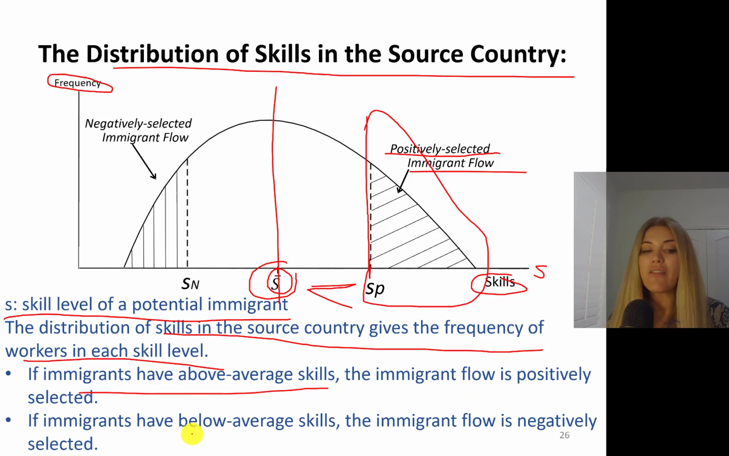If immigrants have below average skills, where S bar is the average, then the immigrant flow, we say, is negatively selected.